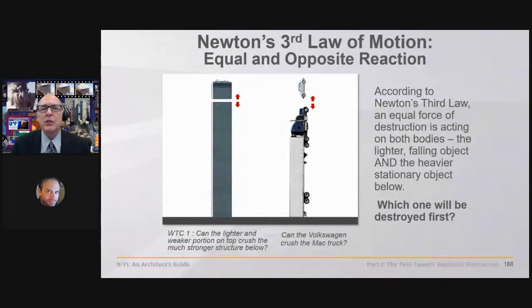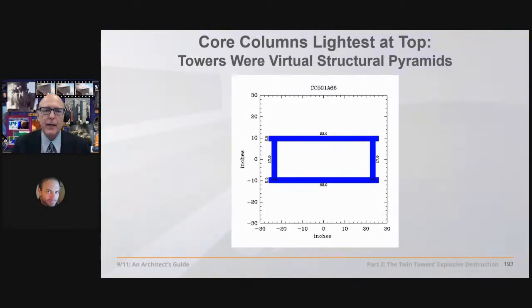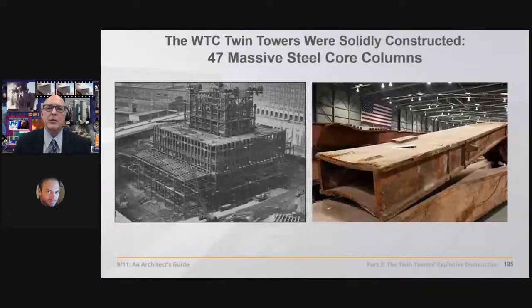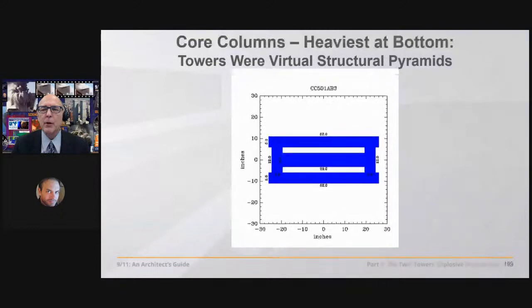The lightest part of a structure cannot possibly destroy the heavier, cold, hard, intact structure down below, as if it's not even there. Remember, the lightest part is at the top, 3/8 inch thick steel at the top, getting heavier and heavier and heavier as you go down. At mid-height, we're talking 30 inches by 16 inches and 2 inches thick, and then heavier and heavier and heavier till we have almost solid steel at the base of the towers. So we're talking about a Volkswagen. They're saying a Volkswagen destroyed a Mack truck.